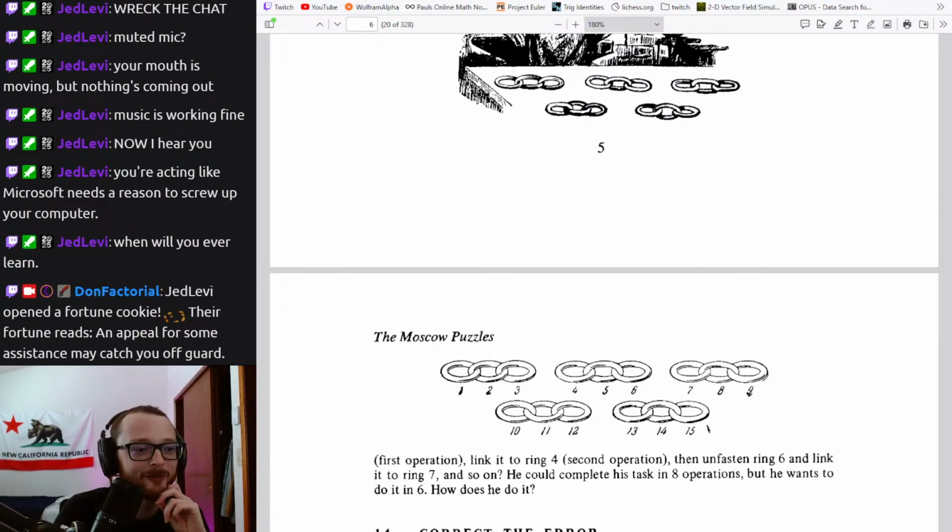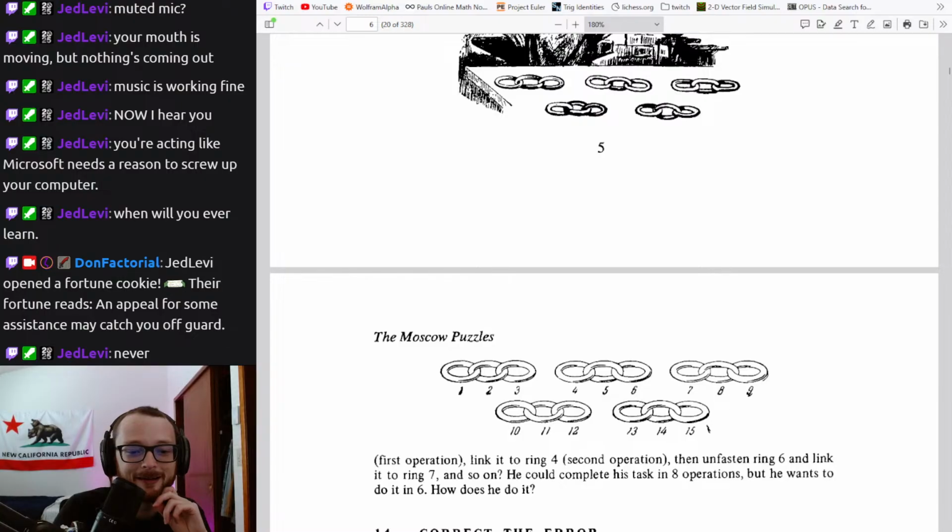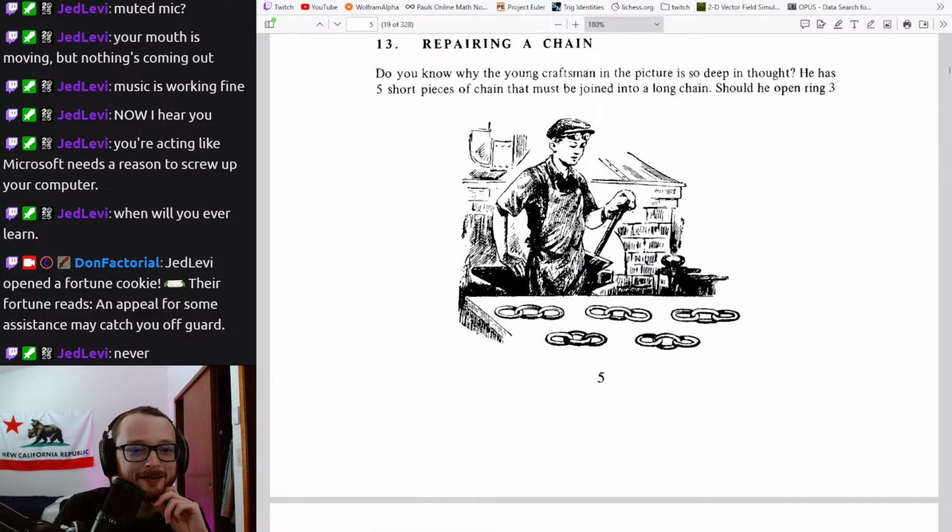An appeal for some assistance may catch you off guard. Ooh, that's a cool fortune. Never? Oh, you're always ready for everything?